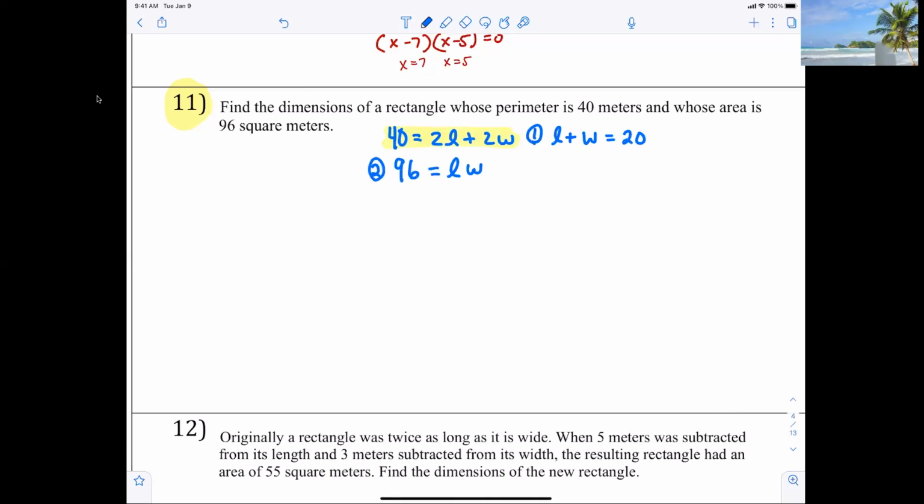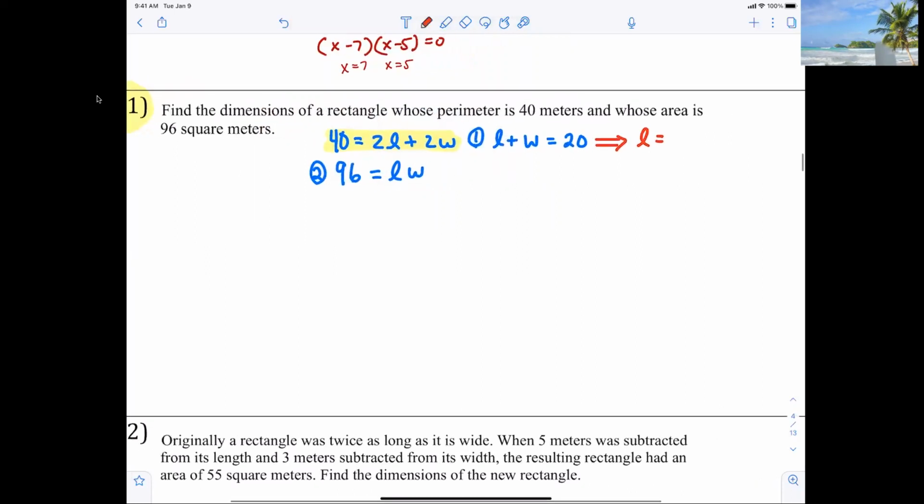So what I want to do is transform equation number 1 so I can substitute it in equation number 2, which means I want to write that L is equal to what? What does L equal? Say that again. Wait a minute. I'm asking you to look at equation number 1. The reason why we don't want to do number 2 is because we don't want division involved. We don't want to say the length is 96 divided by W. I don't want to do a division. I want everybody to take a look at number 1 and tell me that L is equal to what? 20 minus W. So I want everybody to write L equals 20 minus W.